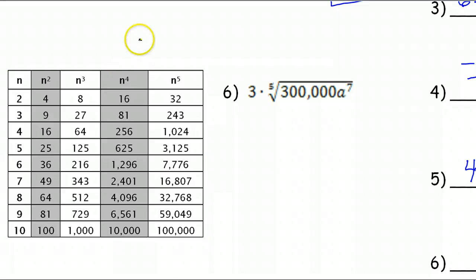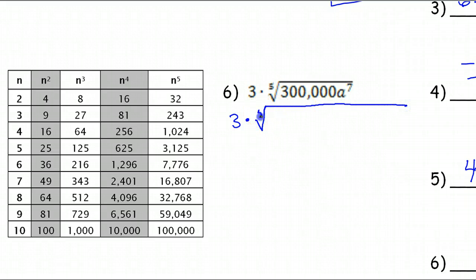Okay, let's take a look at number 6. That 3 is just going to sit there. It's not going anywhere. Now we've got the 5th root of 300,000 and a to the 7th power. Now 5th root, I see 100,000, not 300,000, but it should be pretty easy to split this up.